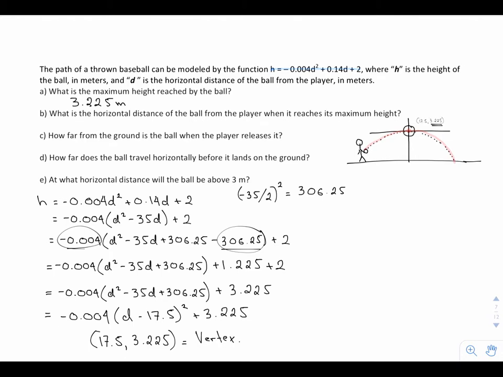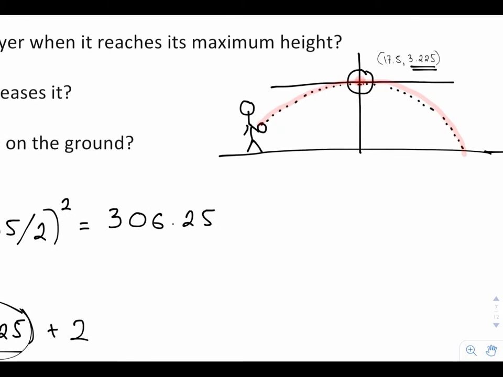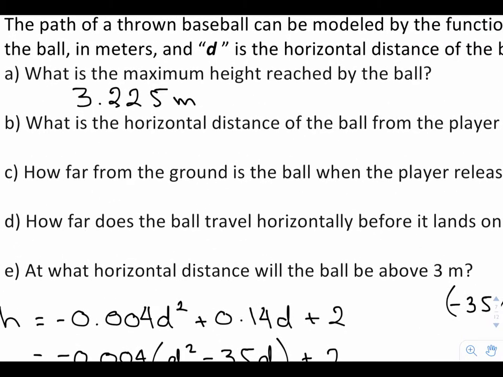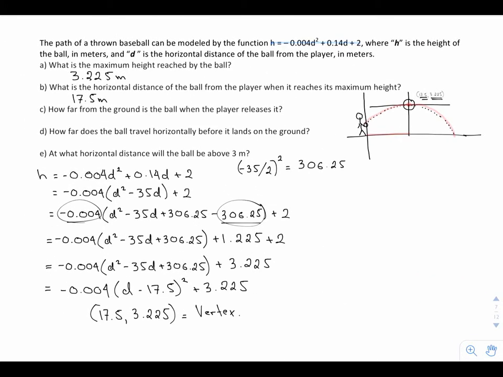What is the horizontal distance of the ball from the player when it reaches the maximum height? Well, that is very easy to answer because we've already calculated it. Remember, this here, where the ball is released, is the horizontal distance of 0. So when the ball reaches the maximum height, the horizontal distance is the x-coordinate of my vertex. In other words, it's 17.5 meters. So 17.5 meters goes into here. And I've already answered the second part.